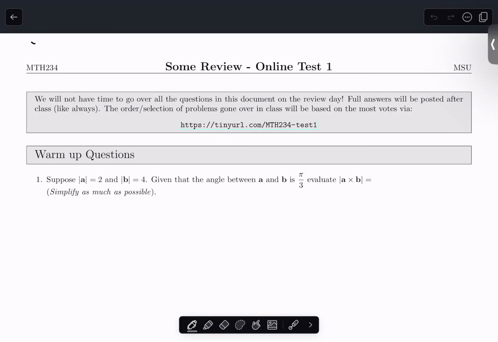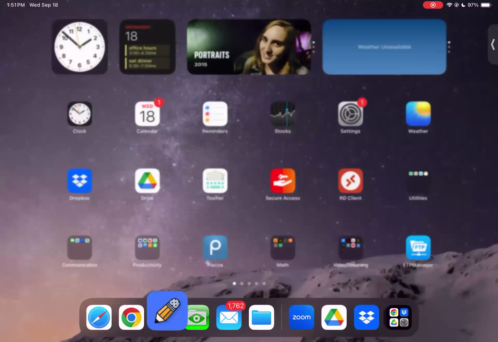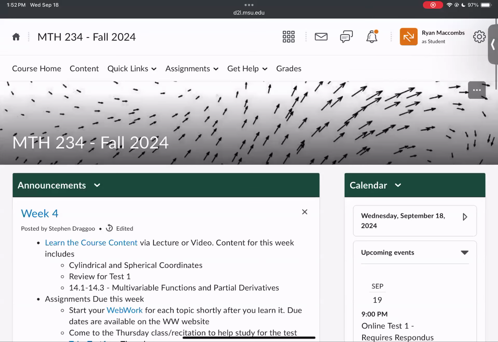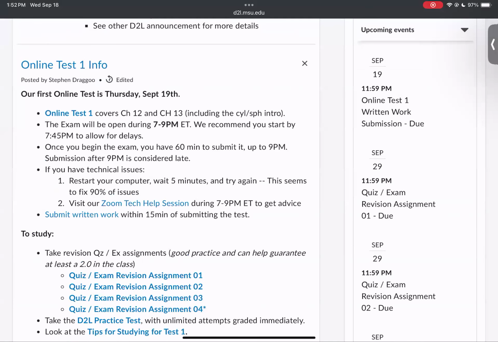All right, so while you're doing that, let me do the last chance of some administrative announcements. The big thing is that our test is tomorrow. That's from 7 to 9. It's a 60-minute long test. We already pointed out the exam and quiz revision assignments. Those are a good way to study. Of course, going back and reviewing your web work homework, that's a good way to study.